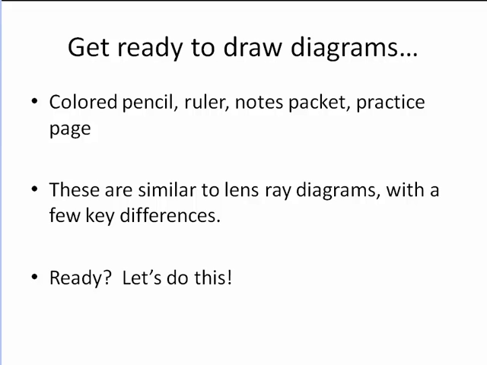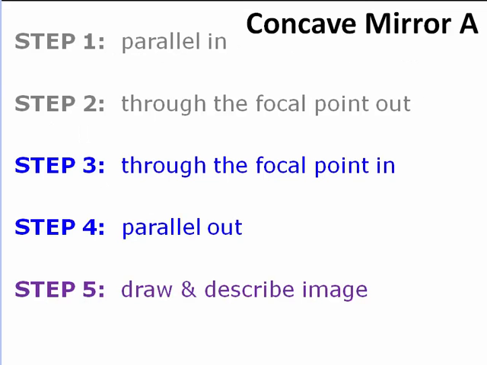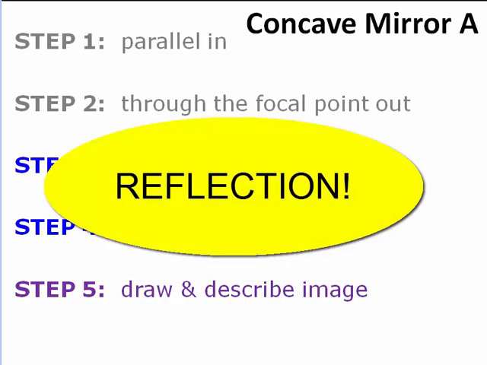Ready? Let's do this. Remember that the general pattern for all ray diagrams is parallel in through the focal point, out through the focal point, in, parallel out, and then you just draw and describe your image. The main difference between lenses and mirrors is that mirrors reflect light instead of refracting, so when we say out, we mean back in the same direction.